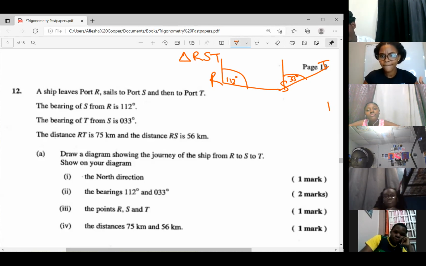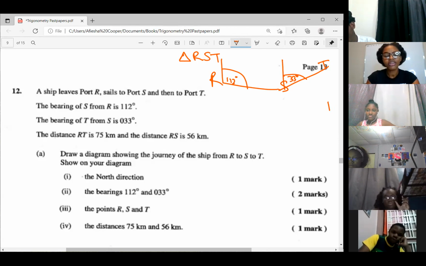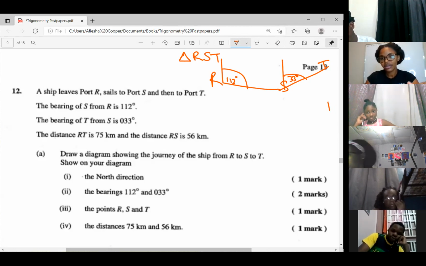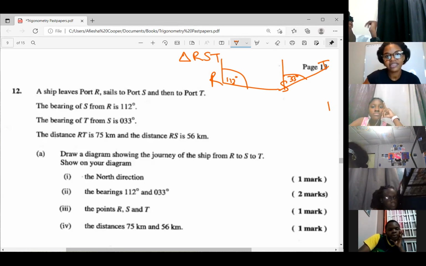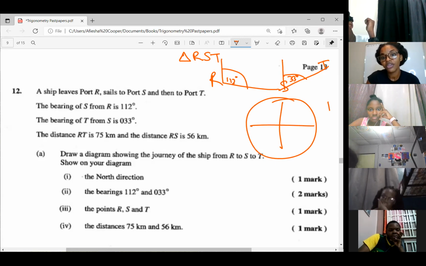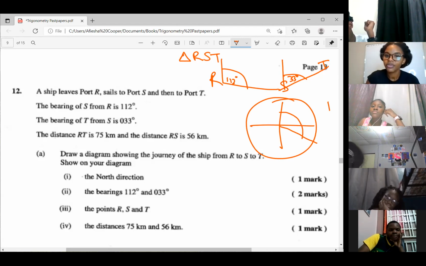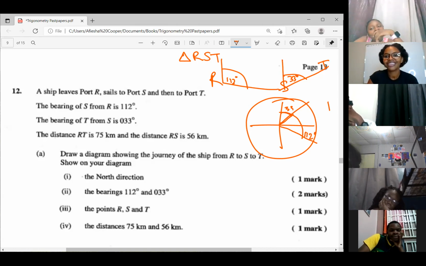Miss, I always thought for this we needed to use the protractor in our set. No, this is just an approximation. You don't have to make it exactly 33, because remember, not drawn to scale, right? So R goes down to S, S going up to T. You have to know your bearings. 112 could be down here. So you're going from here to here. Then you're supposed to know 33 is a little below half. So 33 will be like this.